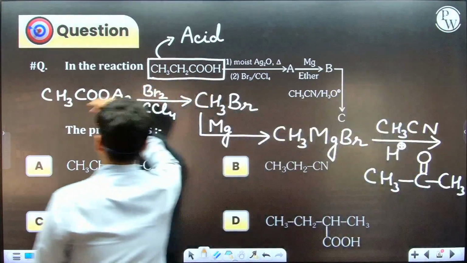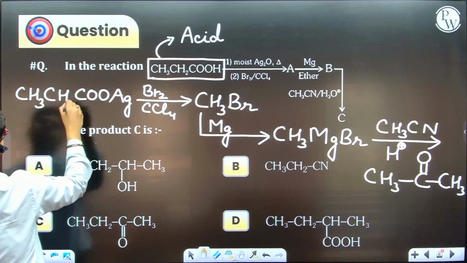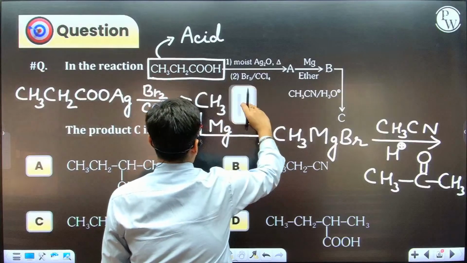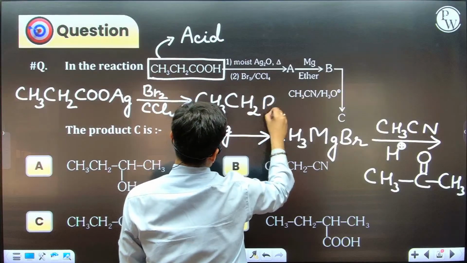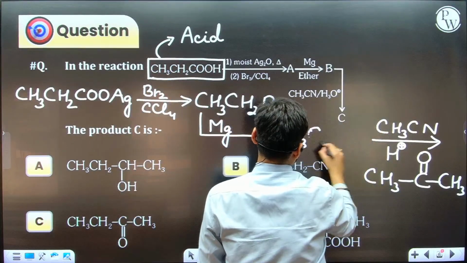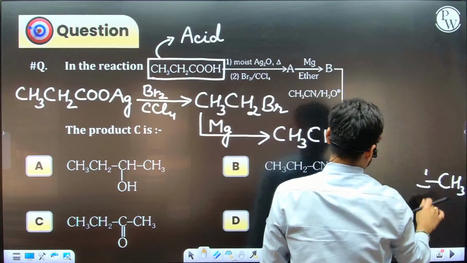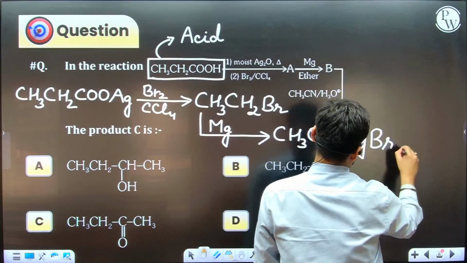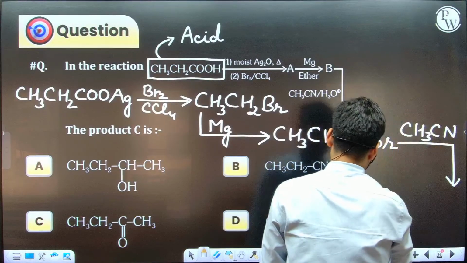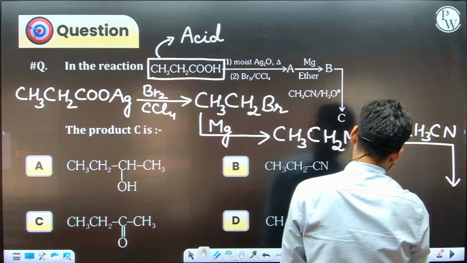Oh, we made a small error. We did not count the number of carbon atoms properly, right? See, there are 2 carbon atoms here. So we had missed that. So it is CH3CH2Br. There are 2 carbon atoms here, right? So this is the ketone finally obtained, that is butanone.